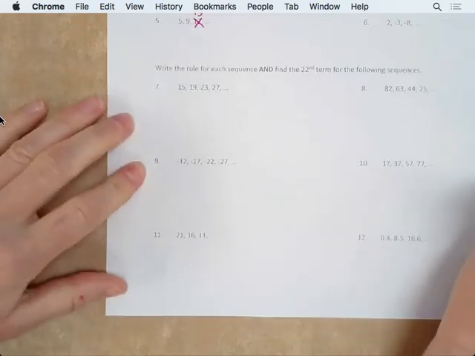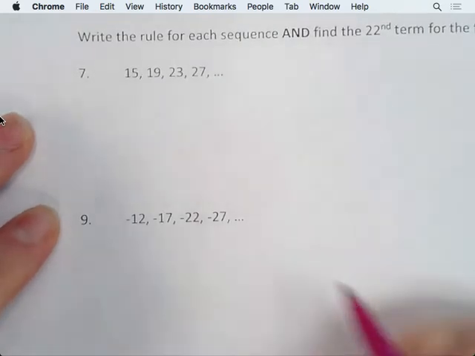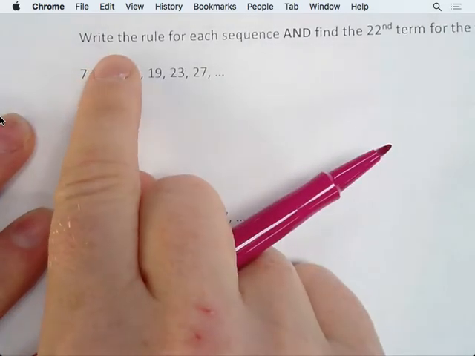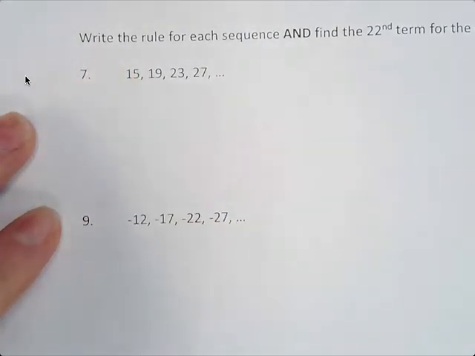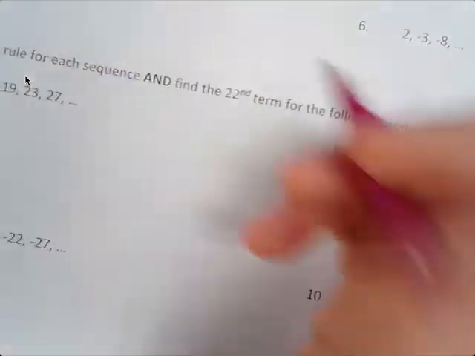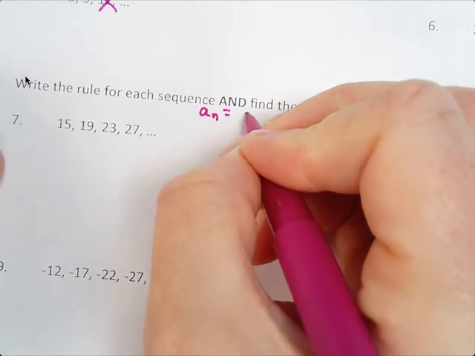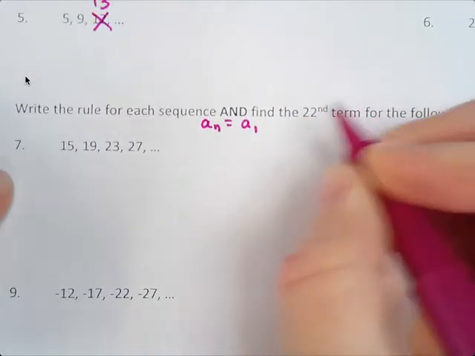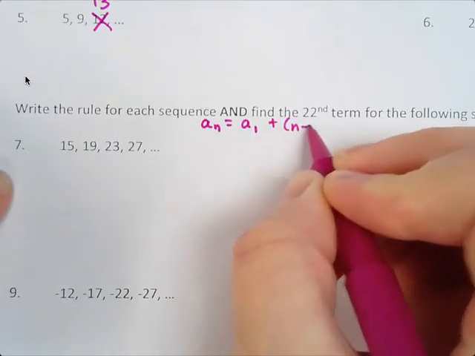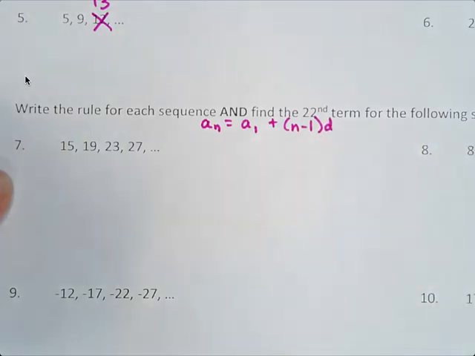Number 9. All right, so number 9. So to write the rule, that's your formula. So it's AN equals A1 plus N minus 1 times D. That's our formula.